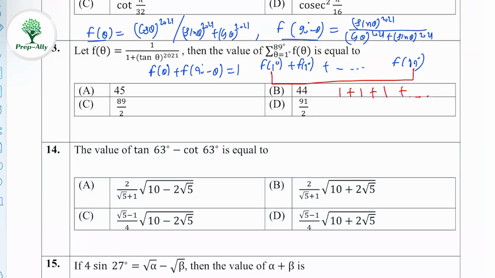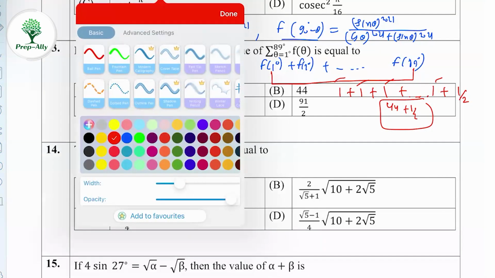And so on. f(44) plus f(46) is 1. And then f(45). f(45) is nothing but 1/2. So 44 plus 1/2, because this is coming 44 times. So 89/2 will be the answer.